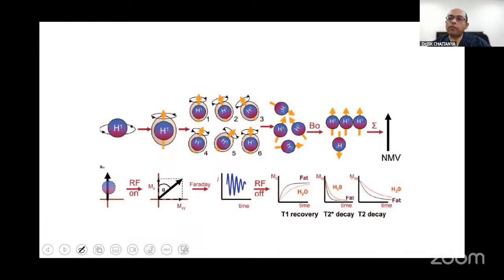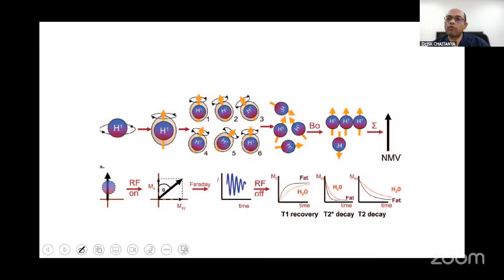Once the RF coil energy is stopped, what happens? These hydrogen molecules try to come back to their position in the magnetic field. And when they are spinning back into the magnetic alignment, they release energy, which is recorded by the RF coils again. These signals are captured digitally and then shown to us as an MRI image.